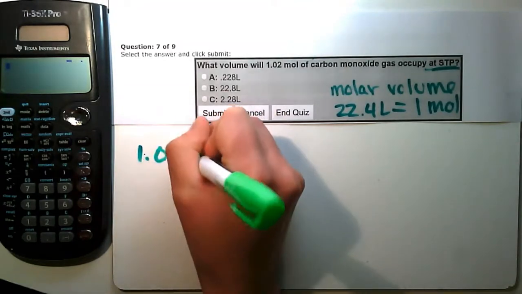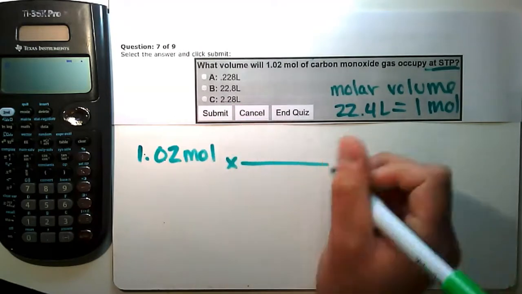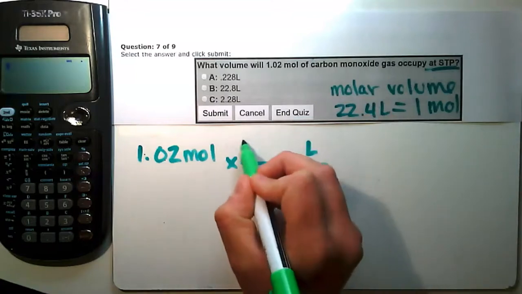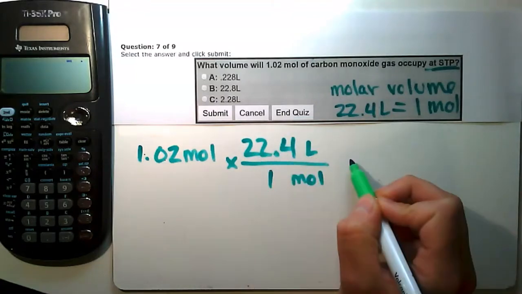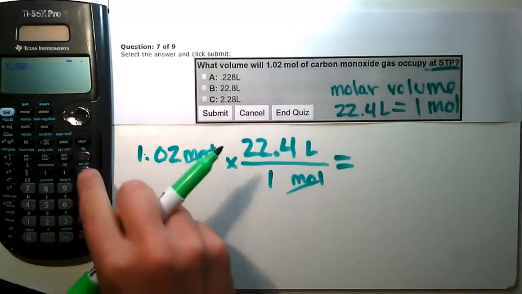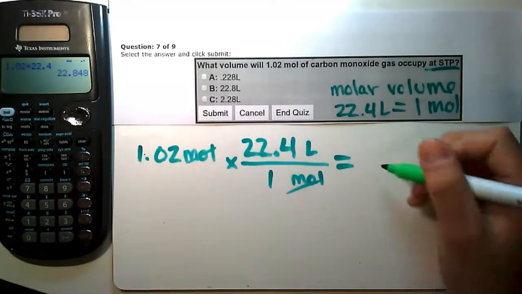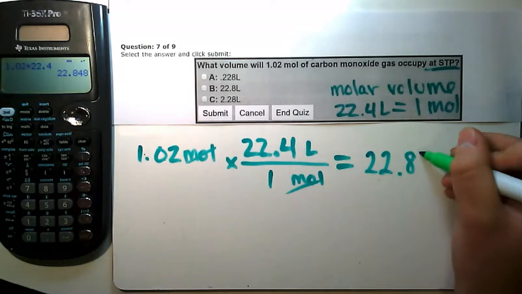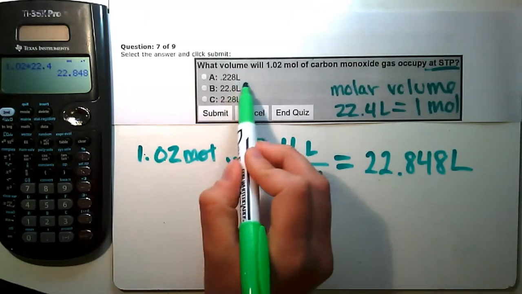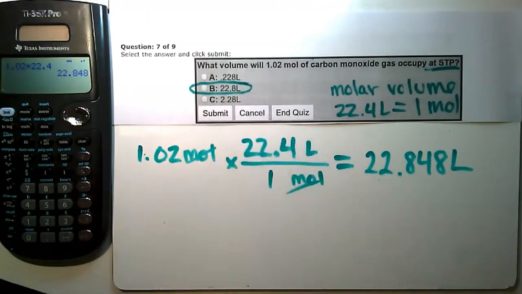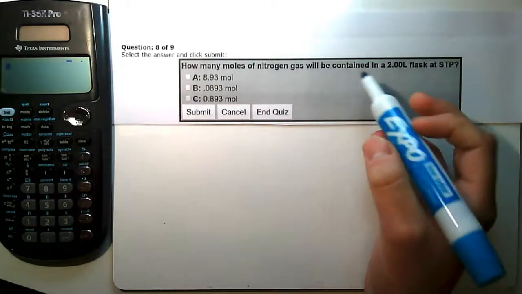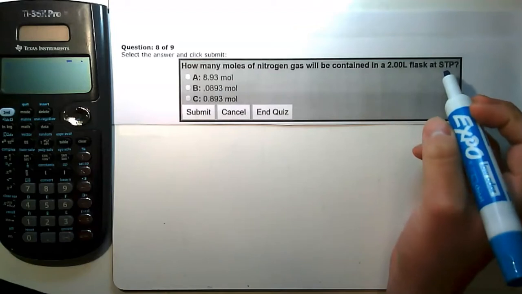1.02 moles times, put a conversion factor, moles on bottom, liters on top. 1 mole is 22.4 liters. Moles are going to cancel. So we get 1.02 times 22.4 gives us 22.848 liters. Looking for that answer, 22.8. Here it is, letter B. Alright, this next one. Number 8. How many moles of nitrogen gas will be contained in a 2-liter flask at STP?